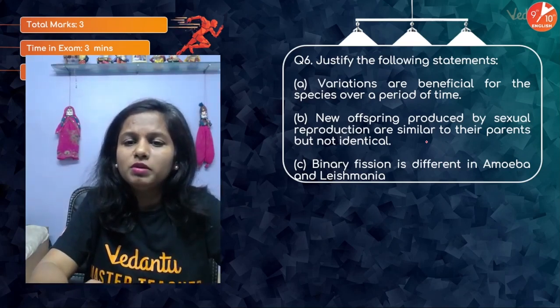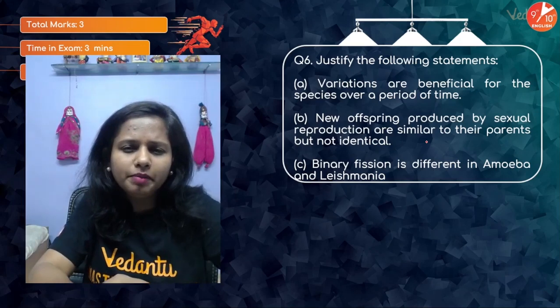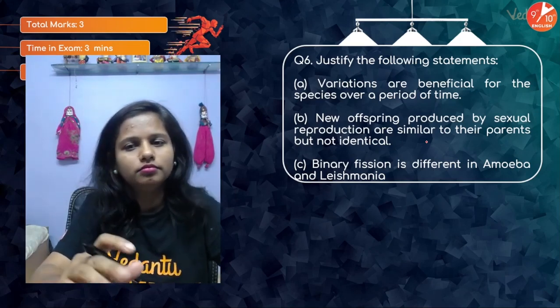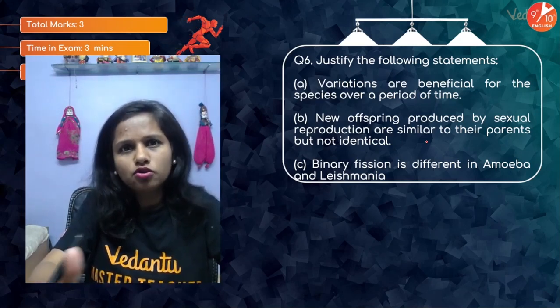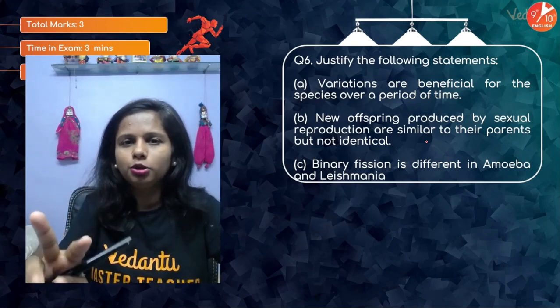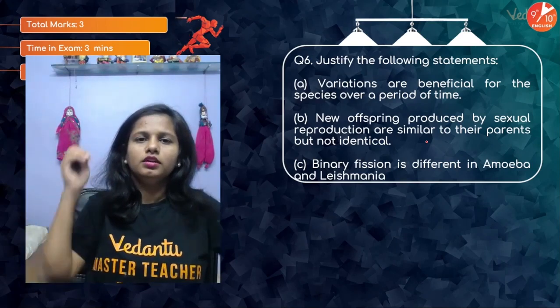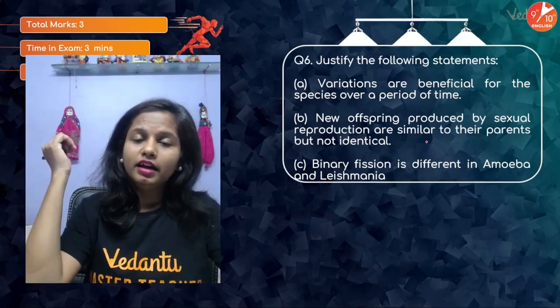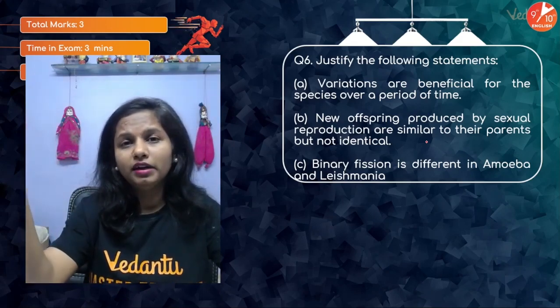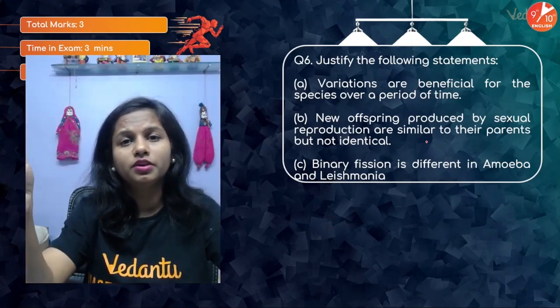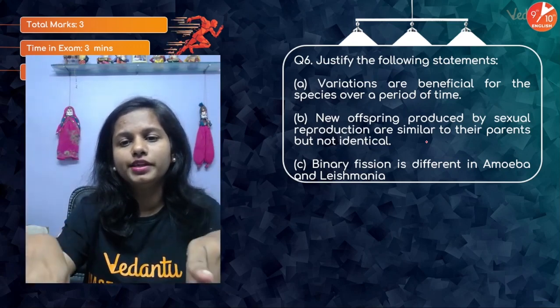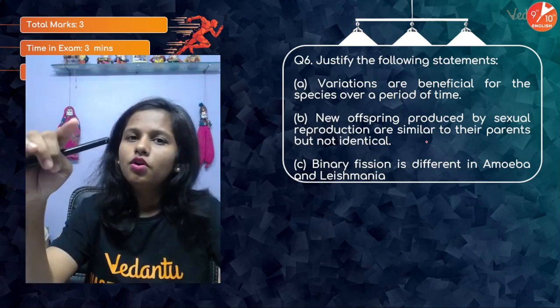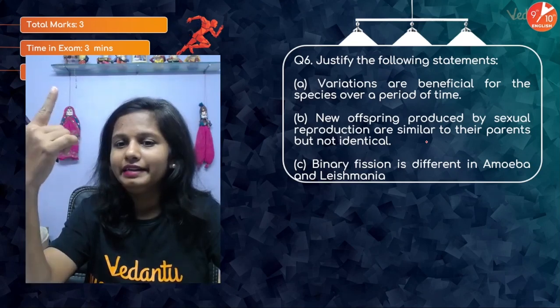New offsprings produced by sexual reproduction are similar to their parents but not identical. Same. Sexual reproduction, biparental reproduction, there are gametes involved and a copy of DNA is being created, and the copying of DNA is a biochemical process which is not 100% accurate. These inaccuracies lead to variations, and thus organisms are similar but they are not identical.